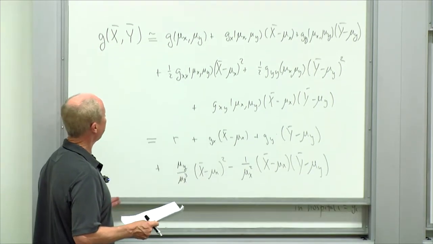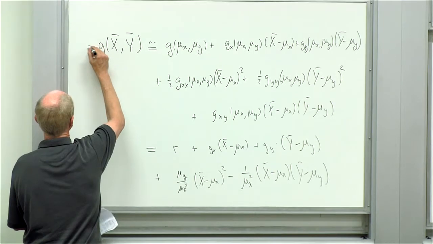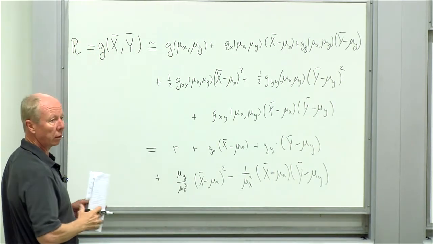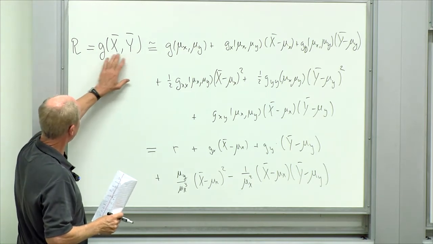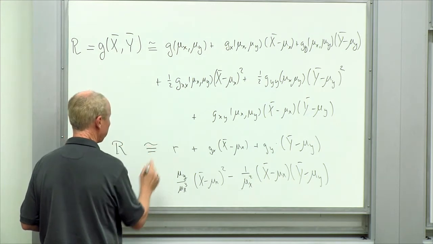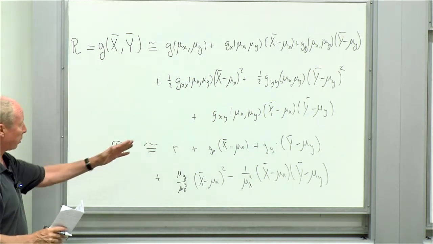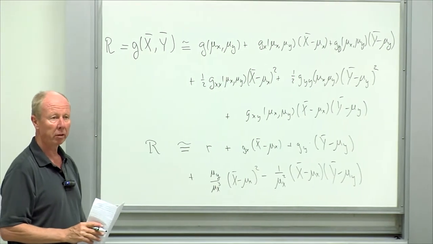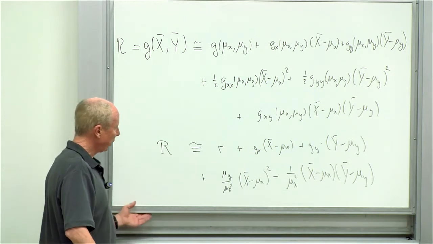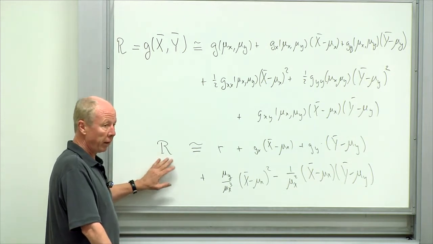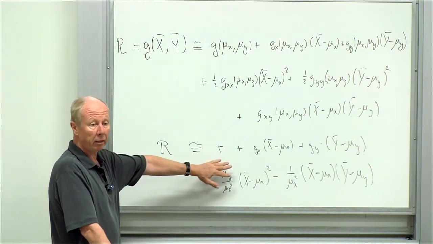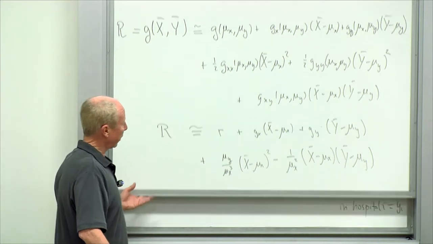Okay, and what is this here? This is capital R, right? This function is this variable divided by that variable. That's capital R. So here's an expansion for capital R. Capital R is approximately equal to this. Since x bar is very close to mu sub x with high probability, and y bar is very close to mu sub y with high probability, R should be very close to this. So if we want an expression for the expected value of R, we just take the expected value of the right-hand side. Now what happens when we take the expected value of the right-hand side?